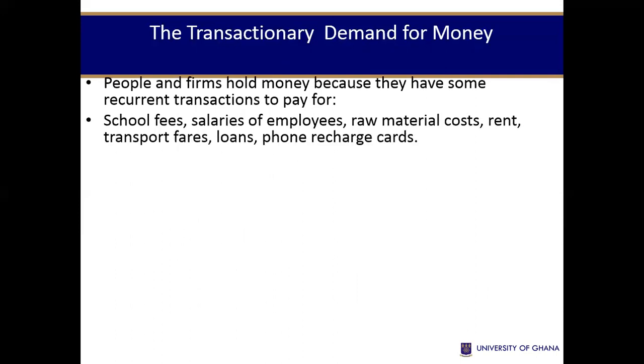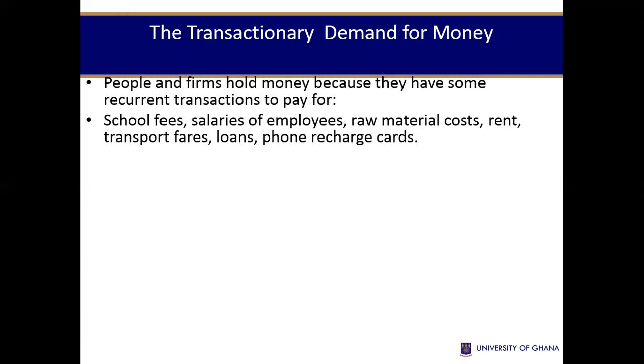Okay, so for the transactive motive, that is the amount of money that the economic agents will hold for their day-to-day economic transactions. Because you have to buy something, you have to pay for something, you need to hold some money on you. Those are examples that he's giving here: you have to pay school fees, pay your workers' salaries, buy raw materials, transportation fares, loans, phone recharge cards, the food that you eat. Because you have to buy something, you need to hold some amount of money on you so that you can easily buy something.